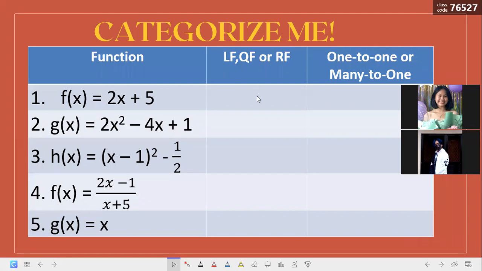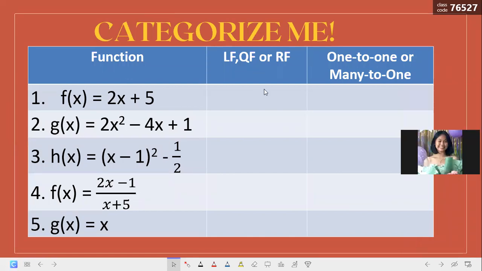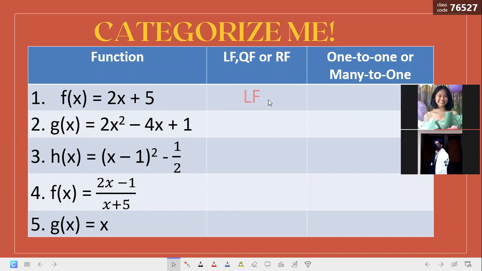Shelo, anak, you want to answer? Shelo? Yes po, ma'am. Sige, anak. How will you classify the first function? LF, QF, or RF? Then try to tell us first whether it is one-to-one or many-to-one. It's a linear function. And it is one-to-one po kasi po yung exponent is odd. Okay, that's correct.